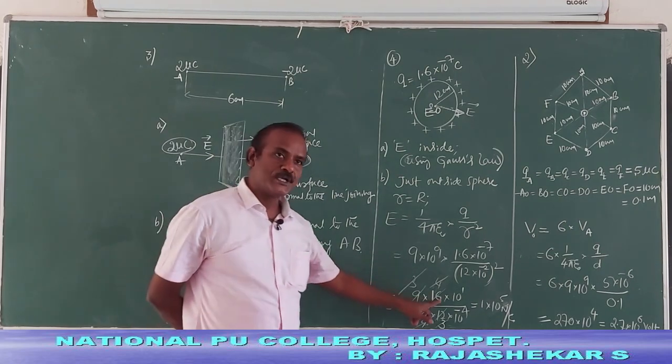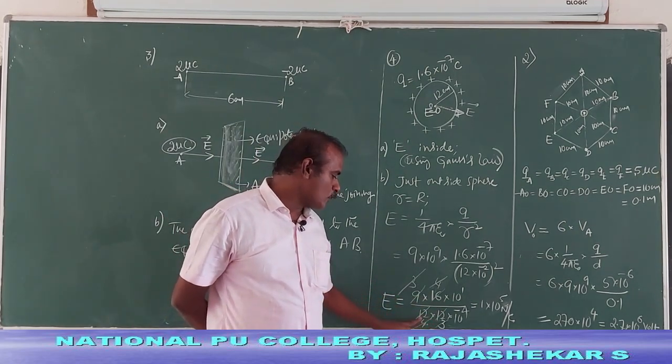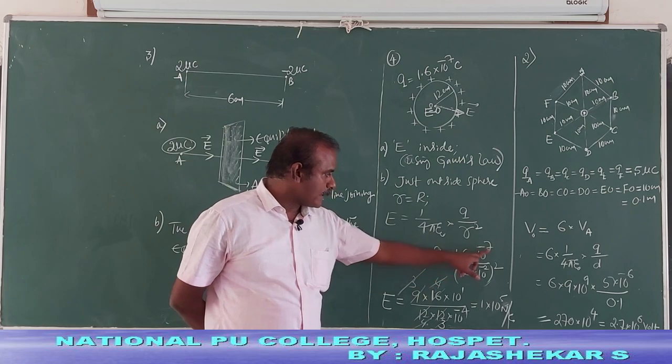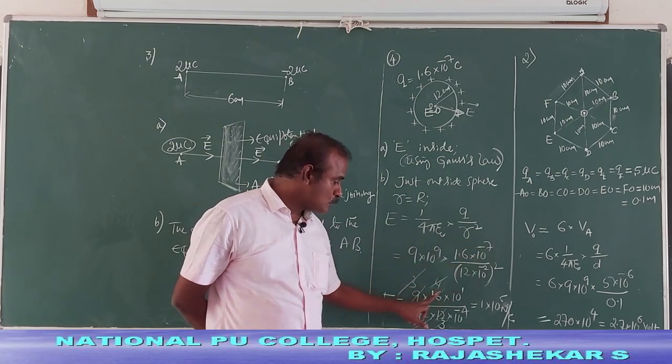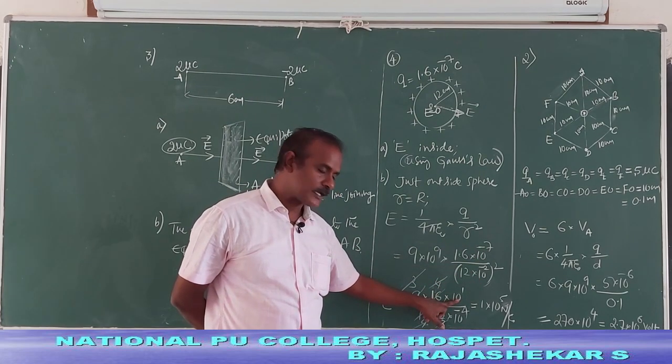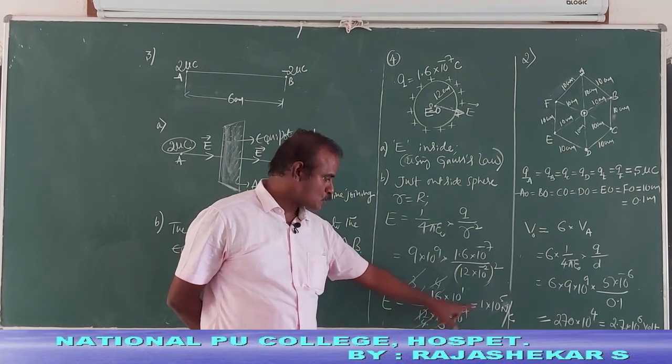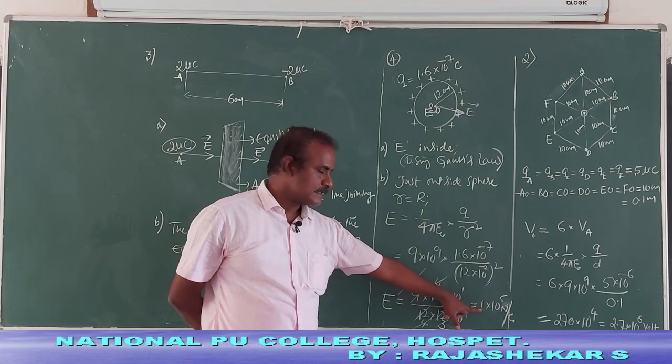And 16 into 9 is 144. 12 into 12 is 144, so 144 cancelled. 1.6 I have written as 16 because 10 power 9 into 10 power minus 1 is 10 power 2, but I have made use of 10 here, so the remaining 10 power 1 is written here. Here 10 power minus 2 whole square, 10 power minus 4 goes to the numerator as 10 power plus 4, and this is the answer.